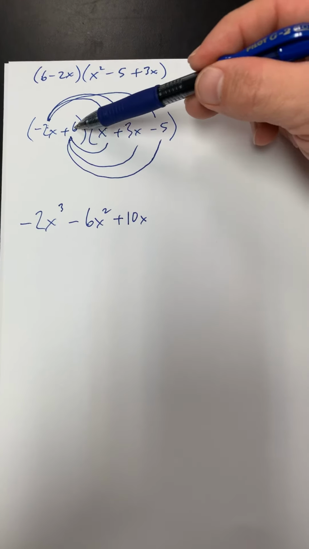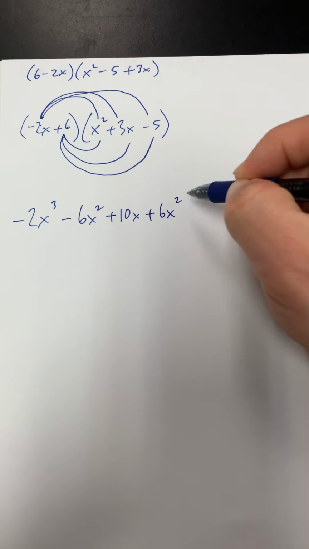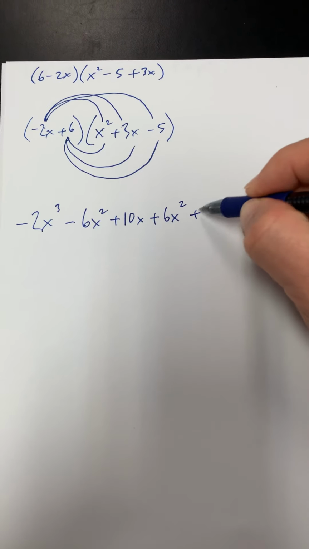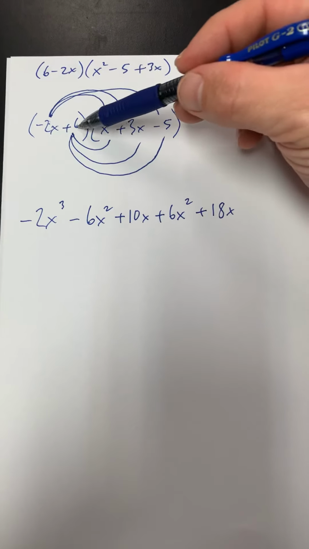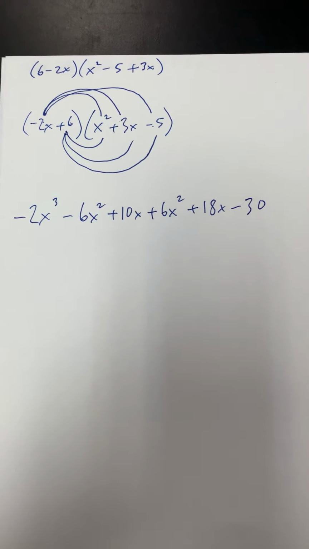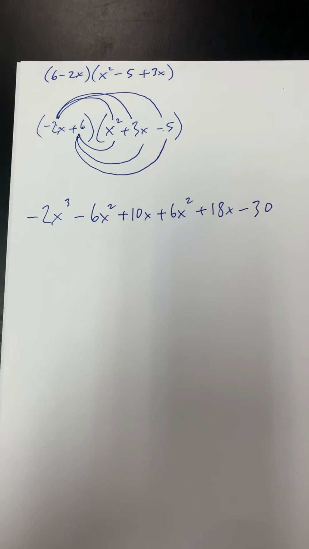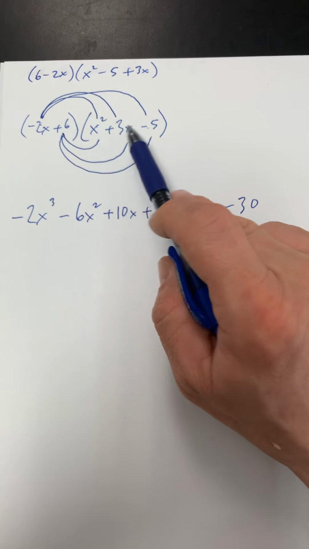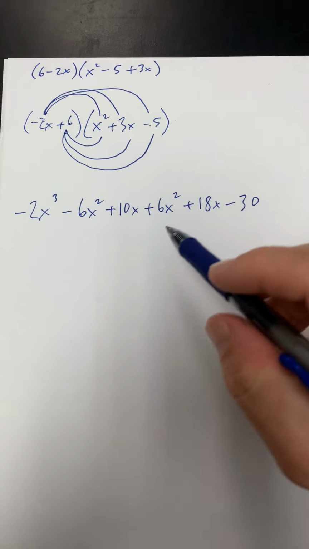Okay, now 6 times x squared gives us positive 6x squared. 6 times positive 3x gives us positive 18x. And then 6 times negative 5 gives us negative 30. Okay, so now we're just going to combine. We've distributed the negative 2x to all three of these, and we've distributed the 6 to all three of these. Now, last thing to do is combine like terms.